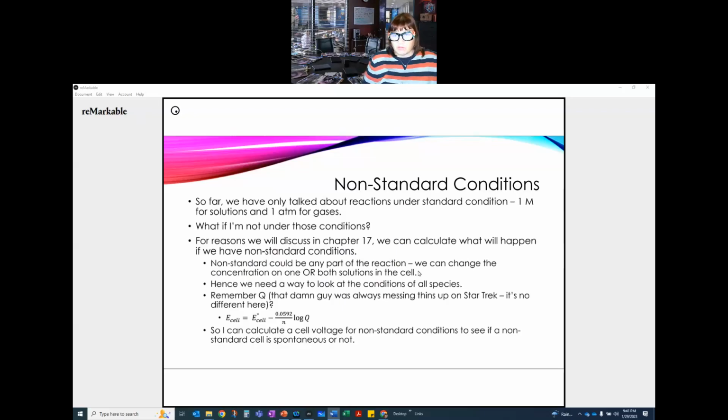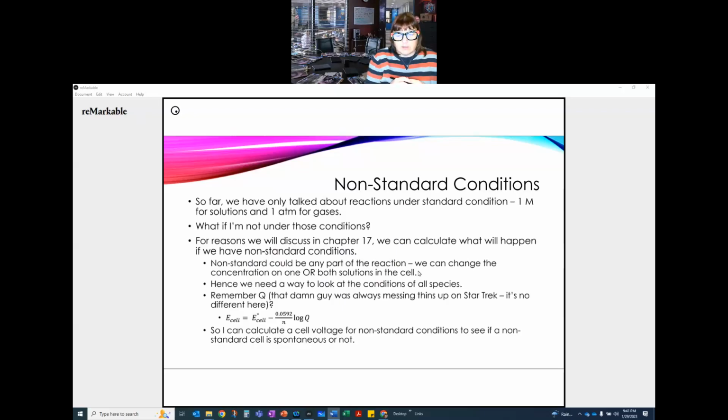And that was Q. Remember, Q was for any non-equilibrium conditions. And so there's going to be a driving force to get back to equilibrium. And that's going to affect the E that we're looking at. So this E, the non-standard, is going to be related to the standard minus 0.0592 over n times the log of Q. Okay.